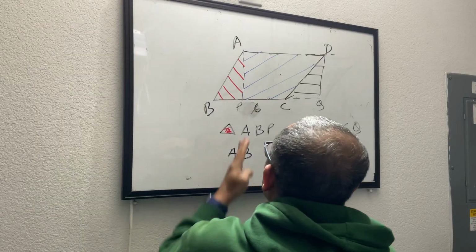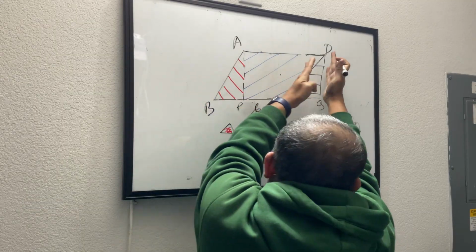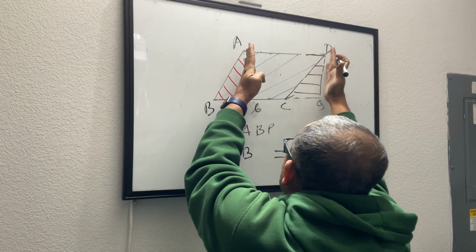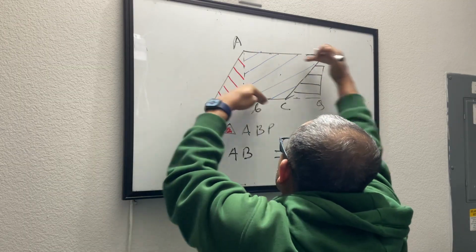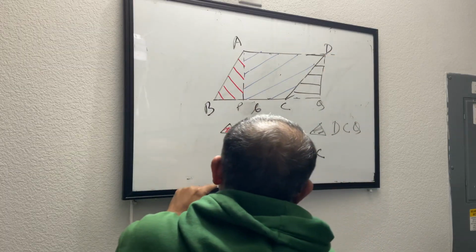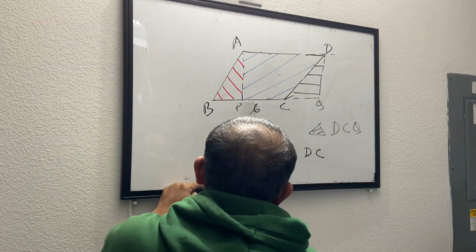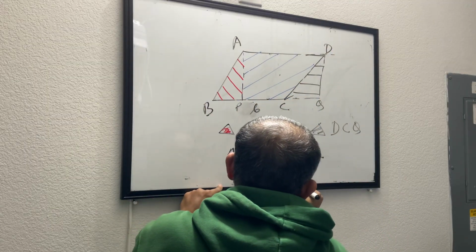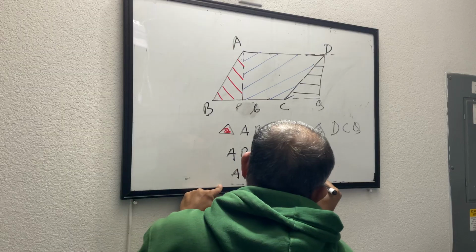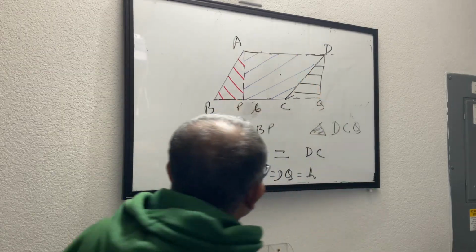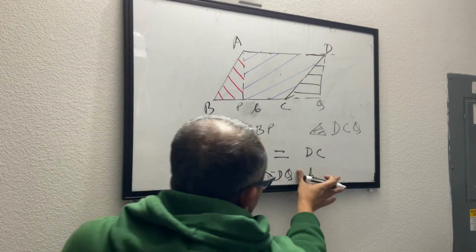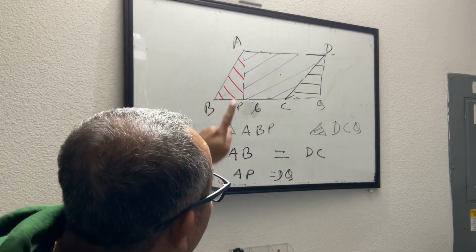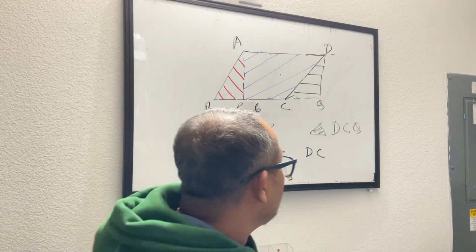Now, other thing that we are seeing between this red triangle and this dark triangle is this length and this length are same because these are two distance between the two parallel lines. These two are also parallel, right? That means AP is equal to DQ. And both are equal to the height, basically the height of the parallelogram. Yeah? But let's not worry about height. These two are same.